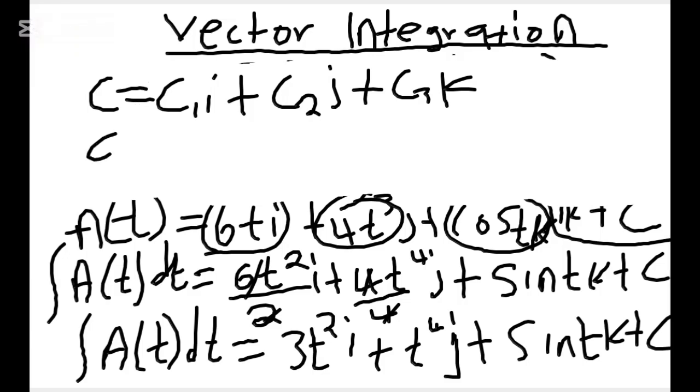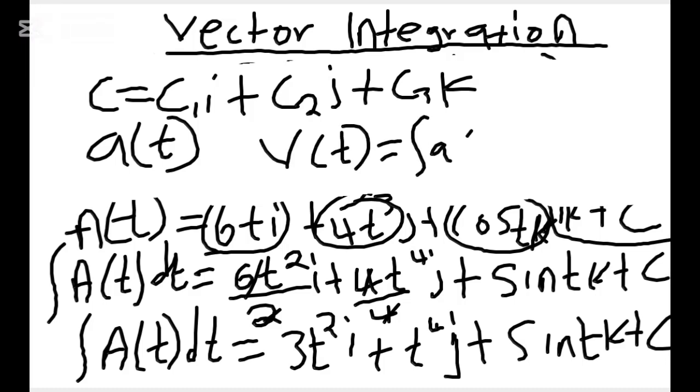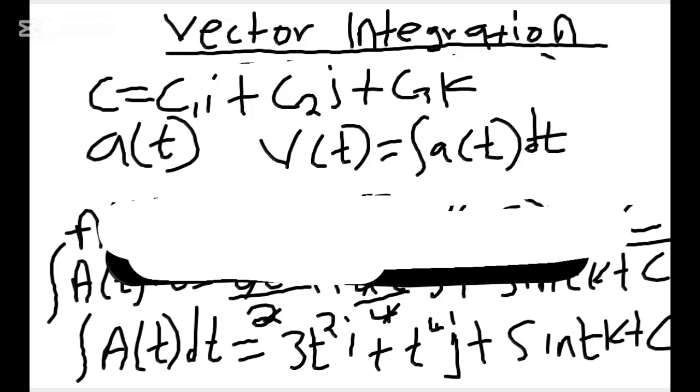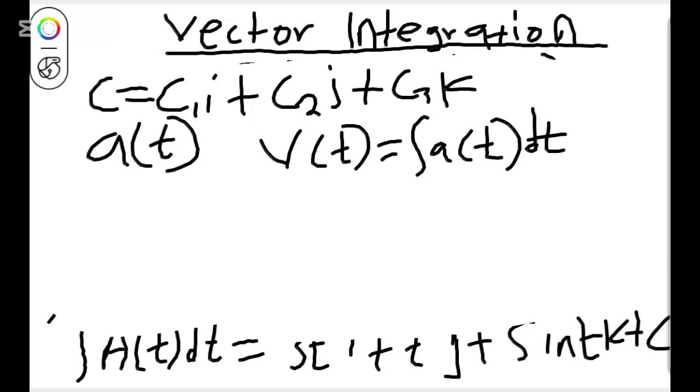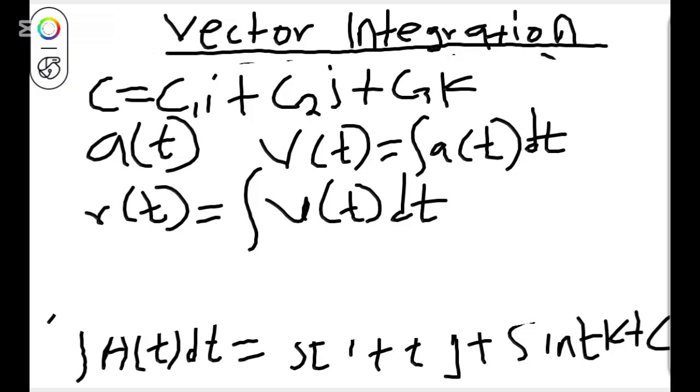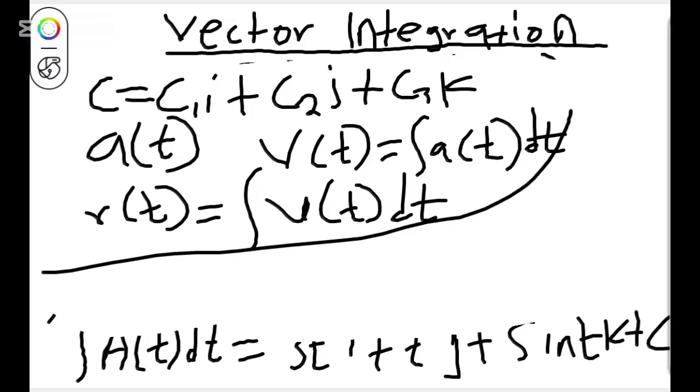So if the acceleration is a of t, then the velocity is obtained by the integration, which will be v of t, the same thing as the integral of a of t dt. And the position vector is r of t, which is the same thing as the integral of v of t with respect to t. So you have to take note of that. This is one of the applications in physics.